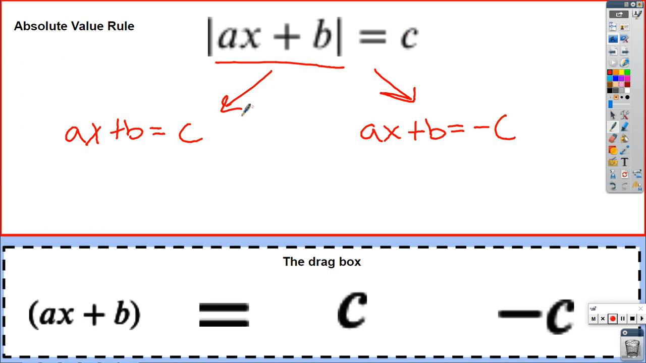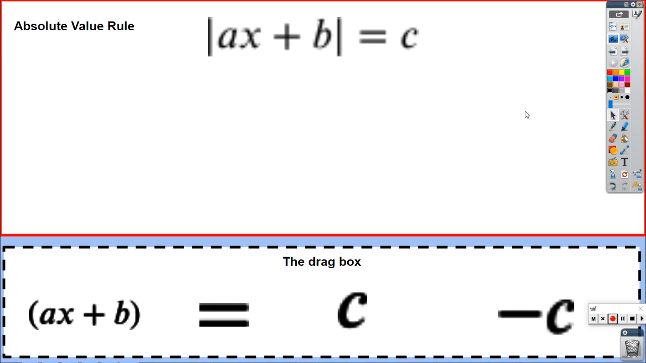So you're going to see a bunch of those relationships today. So go ahead and drag your boxes, make sure they look just like this, so that we make sure you guys understand the rule for later on today.